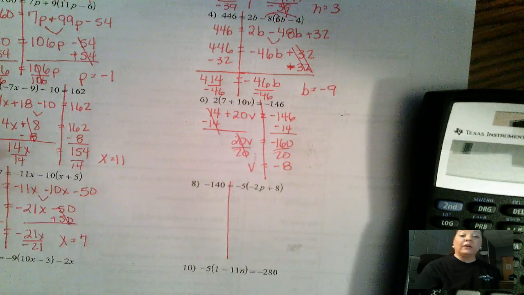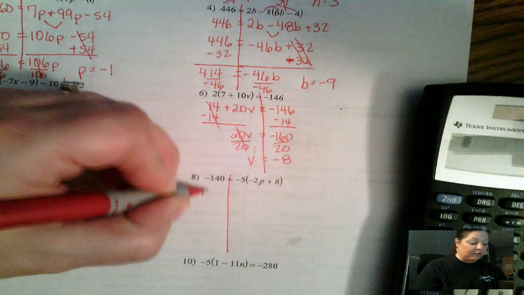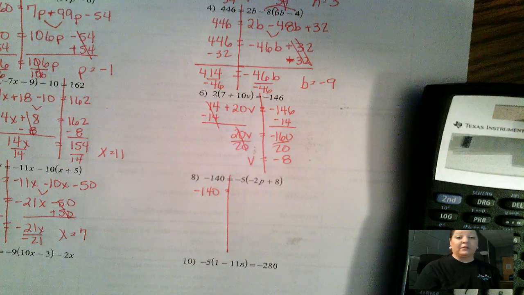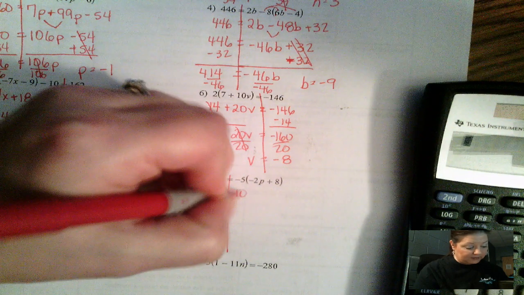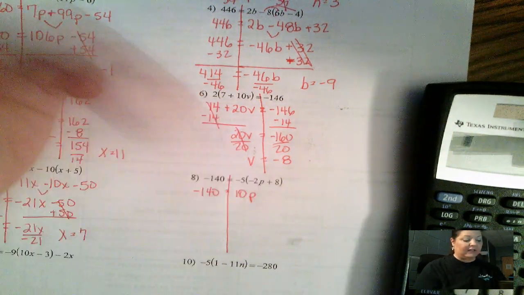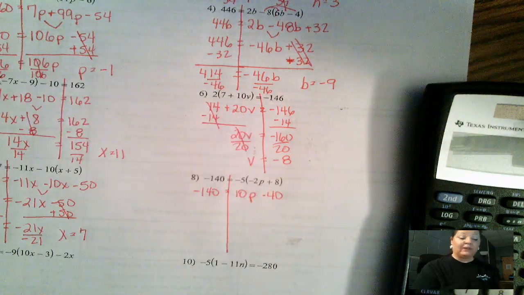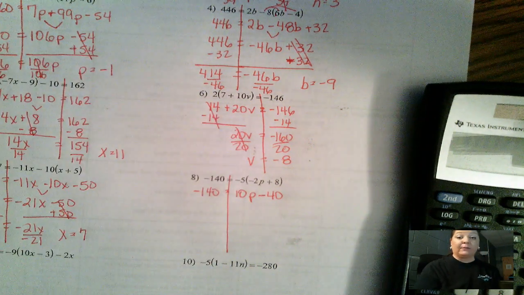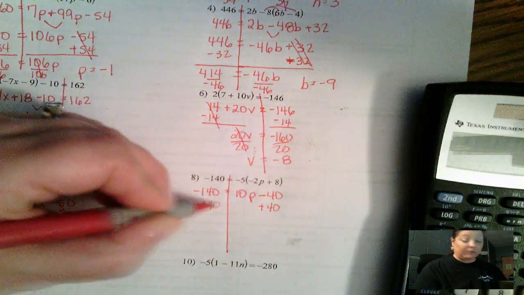Okay, so number 8, we're almost there. We're going to bring down negative 140 equals, now we're going to distribute that negative 5 into the parentheses. So we're going to say negative 5 times negative 2p is a positive 10p, and negative 5 times positive 8 is going to be negative 40, because a negative times a positive is a negative, right? Okay, so now we have our two-step equation.